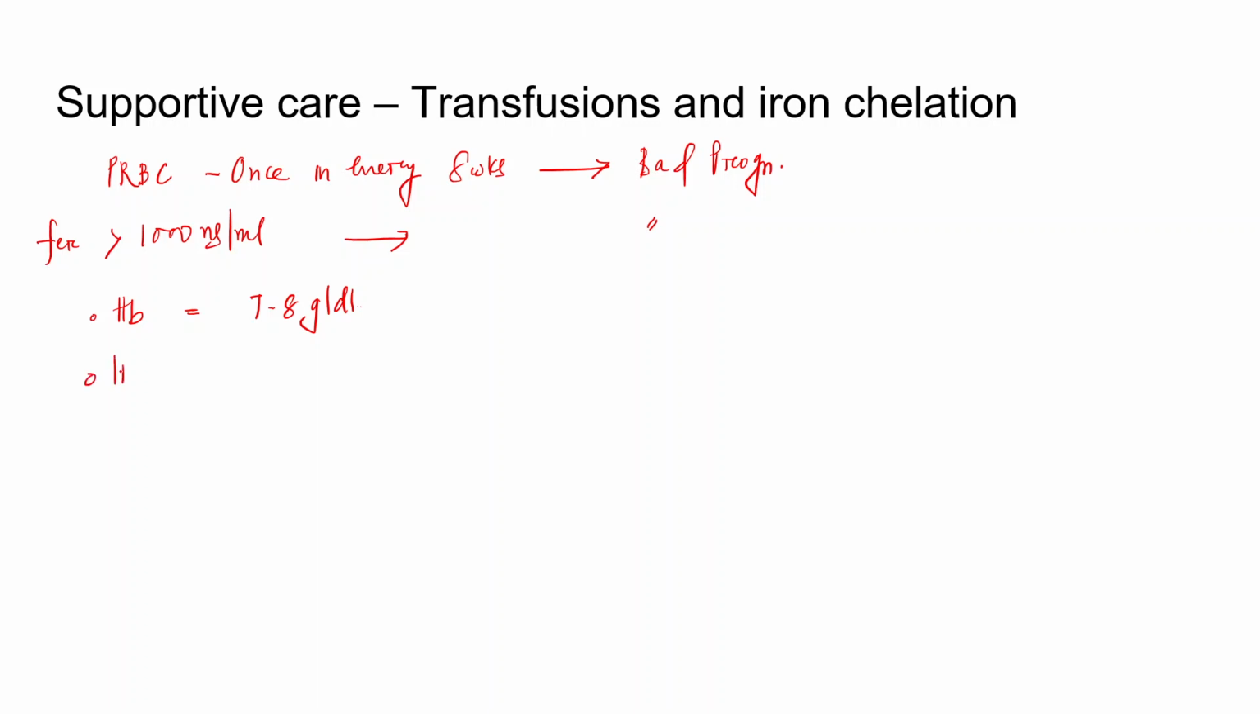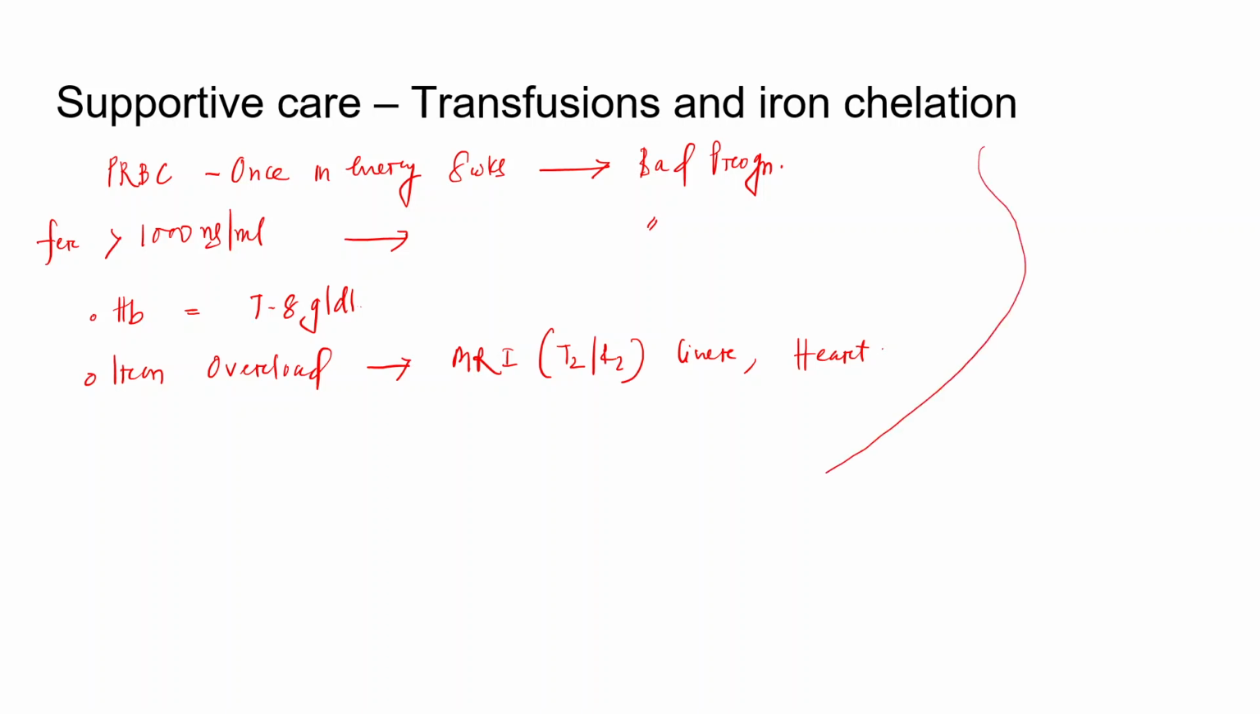For iron overload, though ferritin can tell us about the iron status of the body, the status of iron overload, there are newer methods like T2 MRI of liver, or heart, cardiac MRI. They can also tell us about the status of iron overload. And if the patient is having iron overload, you have to start them on chelation therapy.